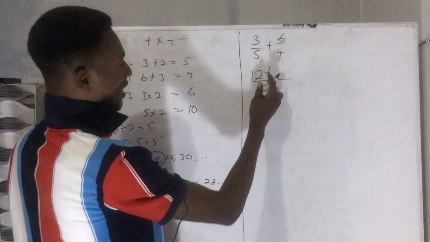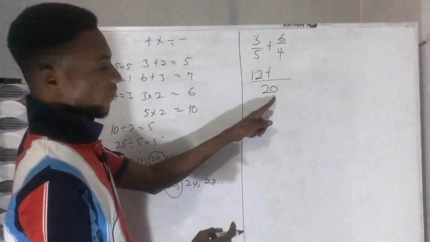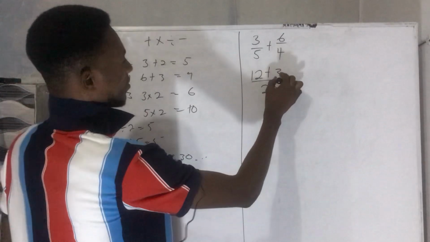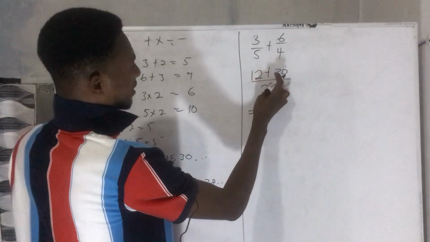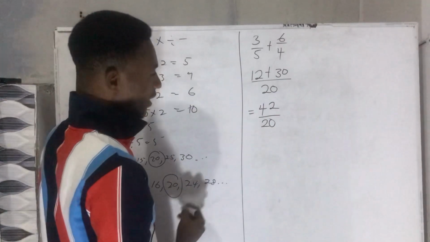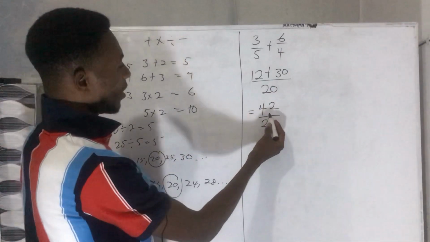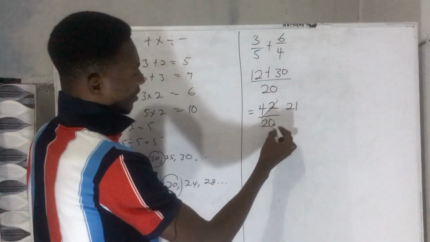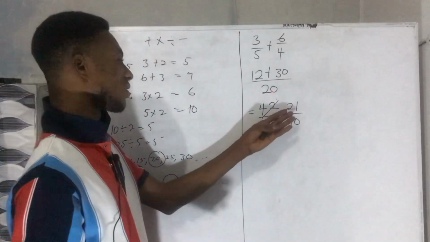Then you bring your addition sign. How many times will 4 go into 20? 5 times. So that 5 times 6 will give you 30. Do you get it? Now you can add 12 plus 30, which is what? 42 over 20. Now you have to leave your answer in the simplest form. So 2 will go here how many times? 21 times. And 2 will go here how many times? 10 times.